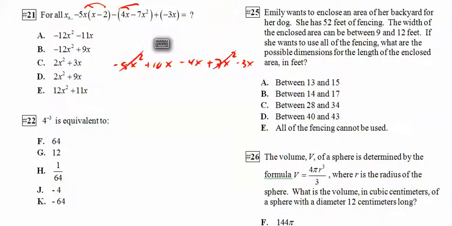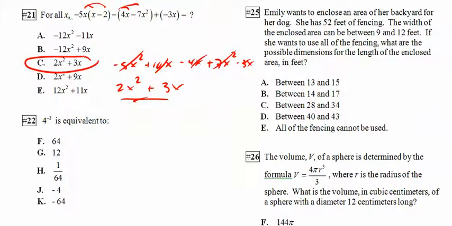Start combining big pieces, and I cross them out just so I can keep them straight. 10 minus 7 should get me 2. 3x. Yeah, that's all of them. C, 2x squared plus 3x. 4 to the negative third means 1 over 4 to the third, which is 1 over 64.